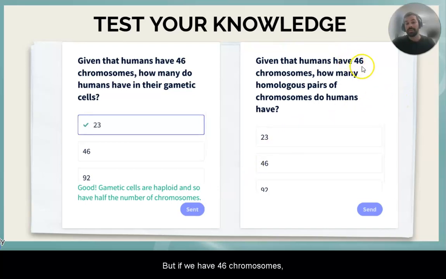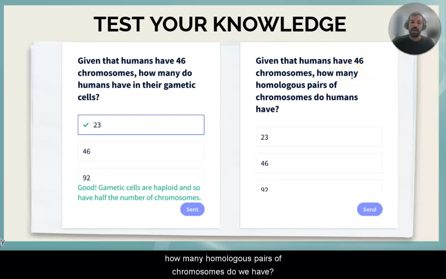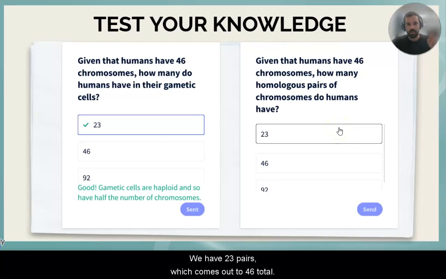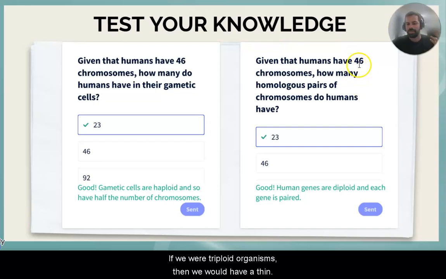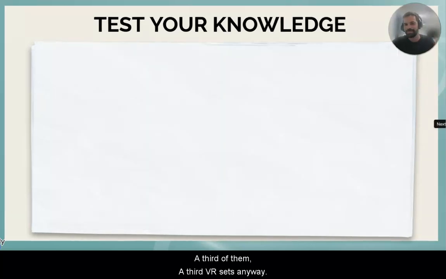But if we have 46 chromosomes, how many homologous pairs of chromosomes do we have? Well, that would be the same kind of thing. We have 23 pairs, which comes out to 46 total. We are diploid. Our genes all are paired up. If we were triploid organisms, then a third would be our sets.